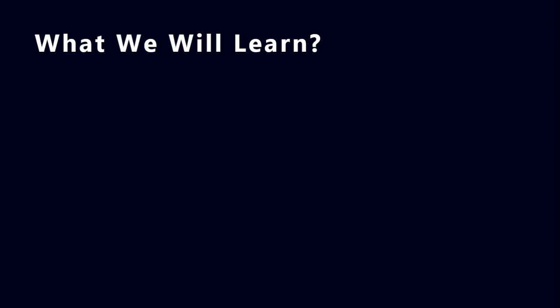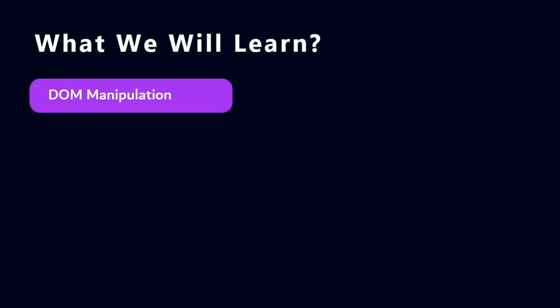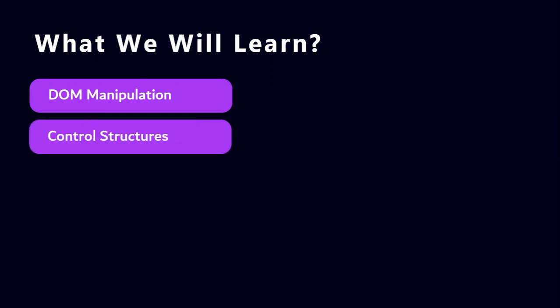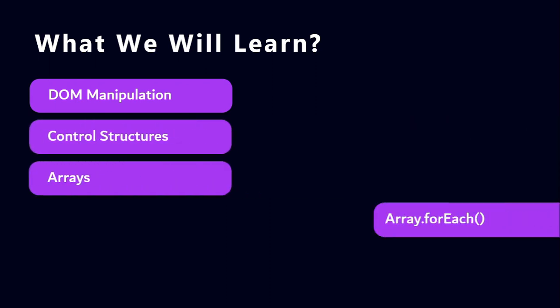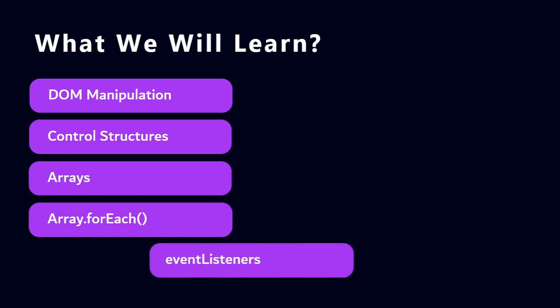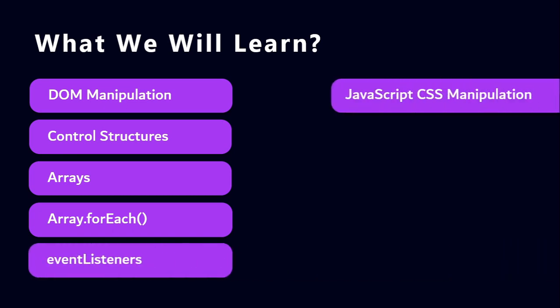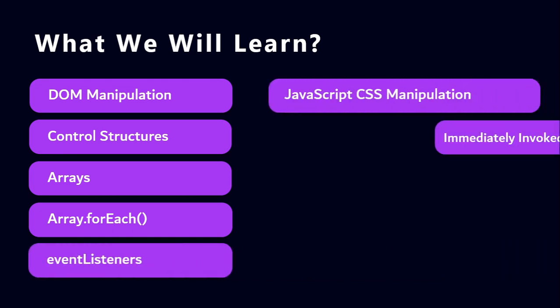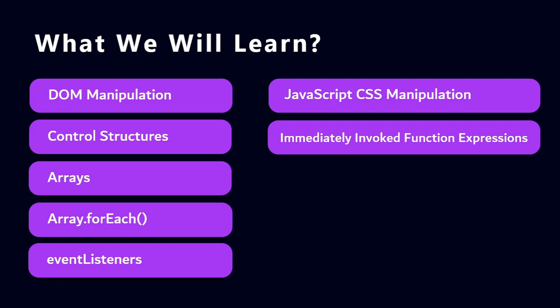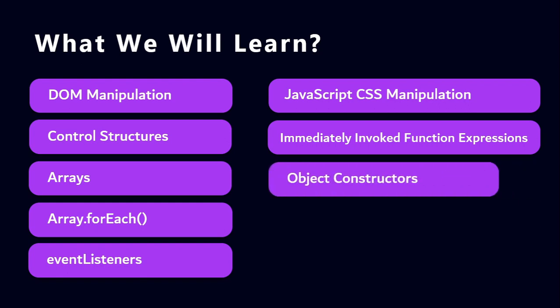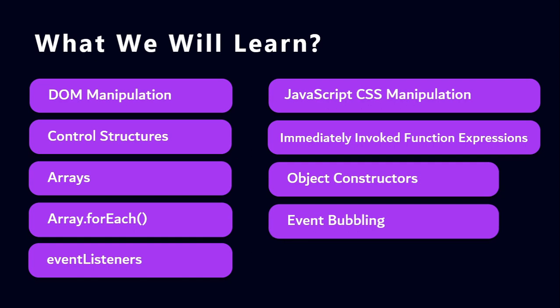Guys, please pay attention throughout this entire video, because by doing this JavaScript project you will be learning 9 different JavaScript fundamentals like DOM manipulation, control structures, arrays, the array forEach loop, event listeners, JavaScript CSS manipulation, immediately invoked function expressions, object constructors, and event bubbling.